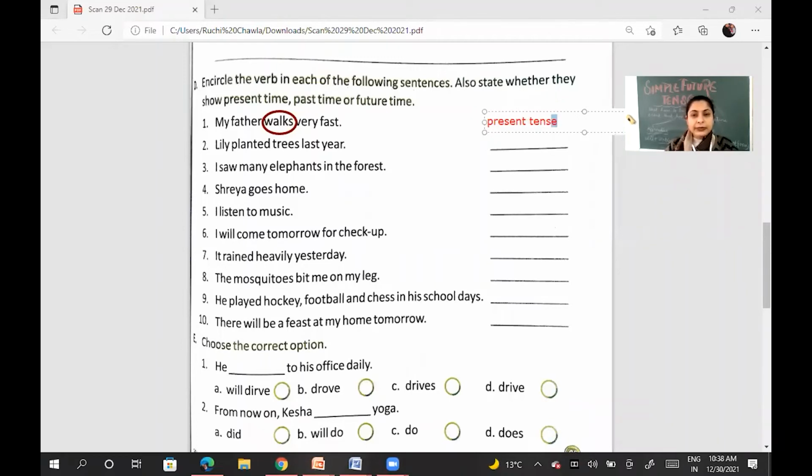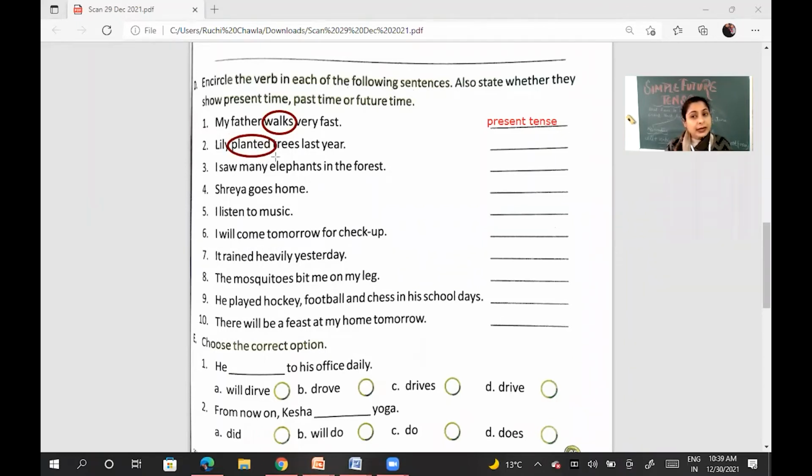Alright, now let us read the second question. Second is, Lily planted trees last year. Now, what is the action word? Planted. What is the action word?